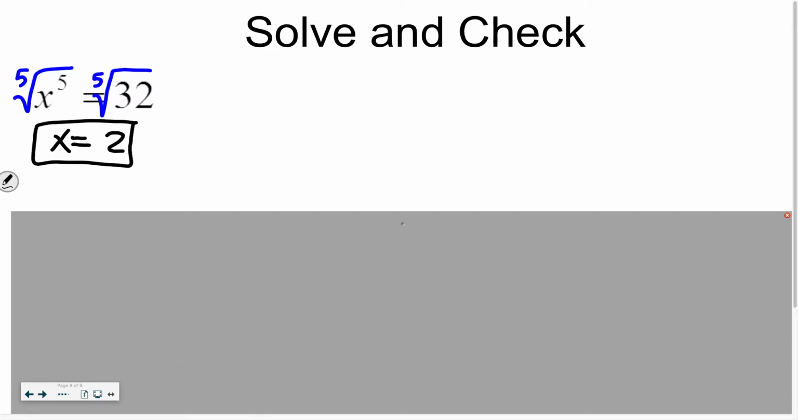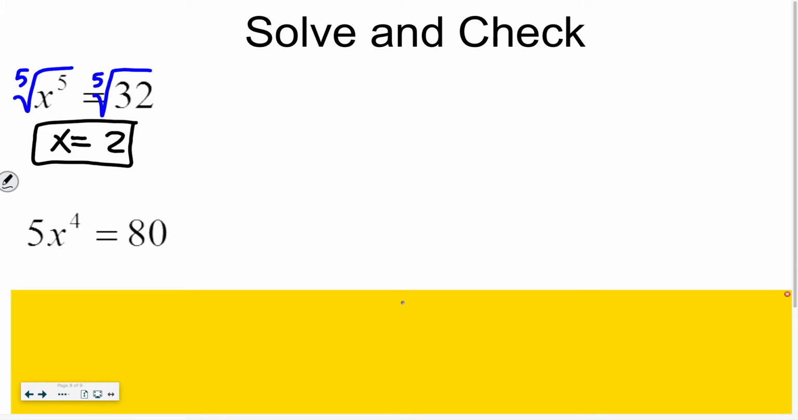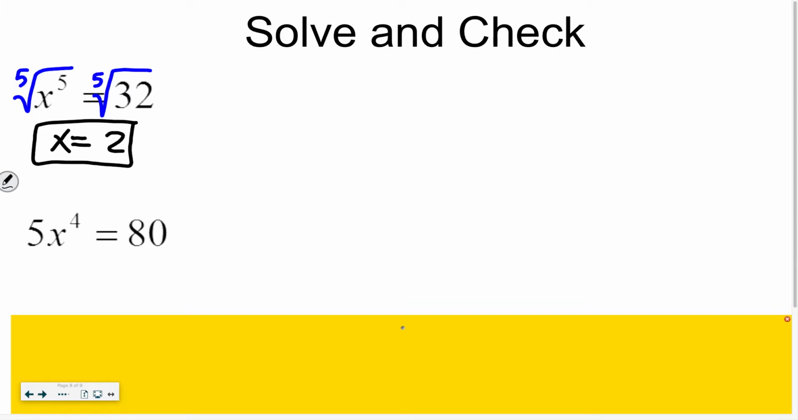Okay. Next one. 5x to the 4th equals 80. Your job is to isolate x. What are you going to do first? Divide by 5. Don't take the 4th root until you've got x to the 4th as much alone as you can. So we're going to divide by 5. That's going to give me x to the 4th equals 16.